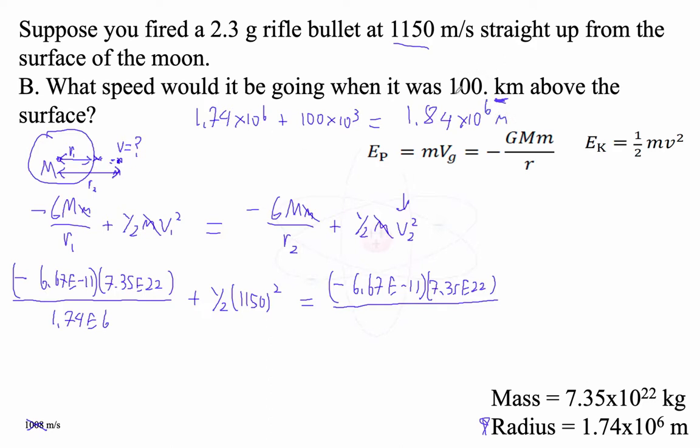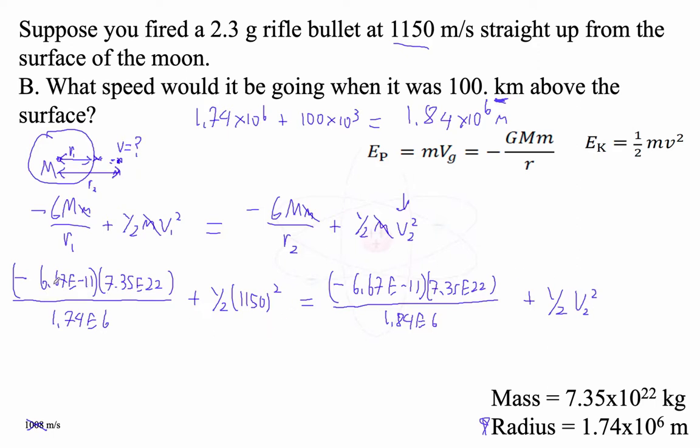I can't put the 100 in because that's not how far I am from the center of the planet. I've got to figure out how far I am from the surface, right? So what I'm saying is that R2 is R1 plus 100. It's the radius of the planet plus 100 kilometers because we're above the surface, right? Okay, so this is 1.84 E6, and then we've got plus 1/2 V2 squared, right? So we're solving for that V2. All right, I can do this.